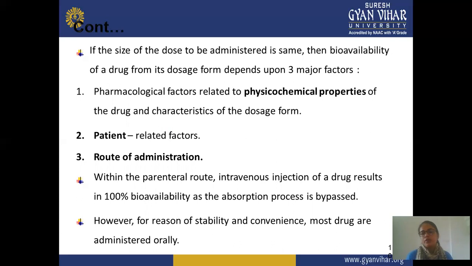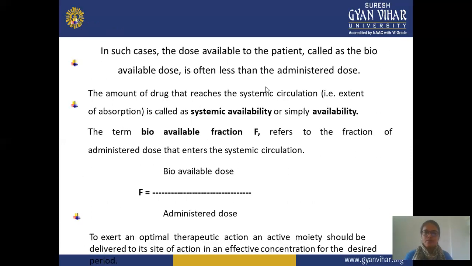If you are giving the drug by the parenteral route, it may require a trained person, or it may show some stability problem or inconvenience of administration. To avoid this type of problem, some drugs are given by the oral route. In such cases, the dose available to the patient is called the bioavailable dose, meaning how much drug is available to that particular patient to show the desired effect.